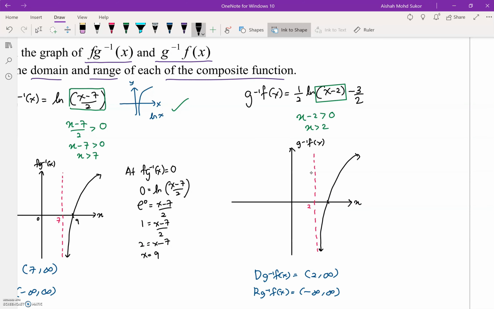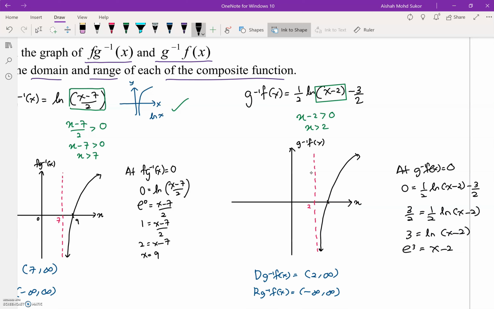To get the x-intercept, at g inverse(f(x)) equal to 0, 0 is equal to 1 over 2 ln(x minus 2) minus 3 over 2. 3 over 2 is equal to 1 over 2 ln(x minus 2). Multiply both sides of the equation by 2, so you have 3 is equal to ln(x minus 2). e cubed is equal to x minus 2, so x will be equal to e cubed plus 2. So this is e cubed plus 2.